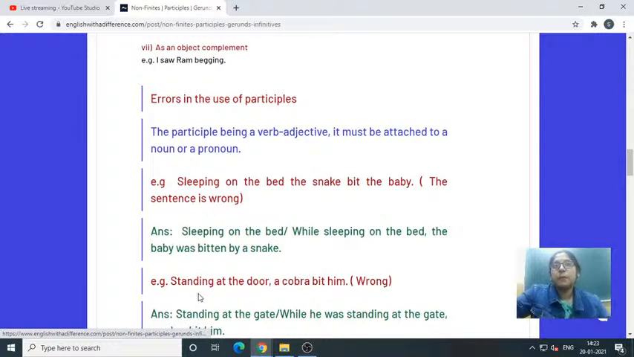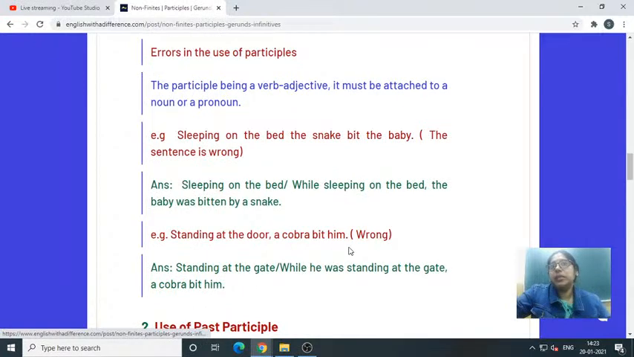Now next one. Standing at the door, a cobra bit him. Now how will you say it? Standing at the gate, or you can write, while he was standing at the gate, a cobra bit him.